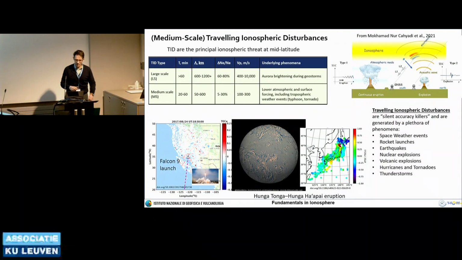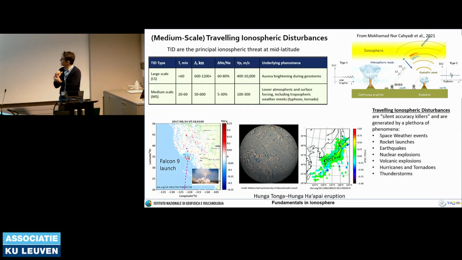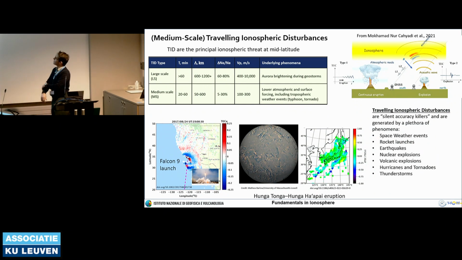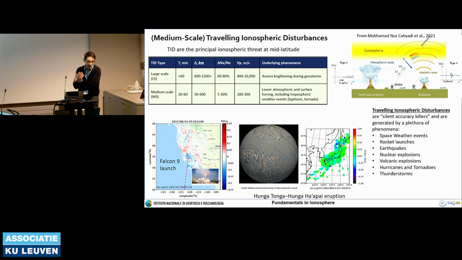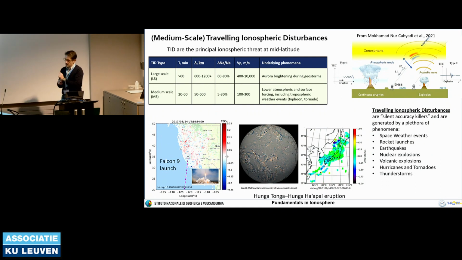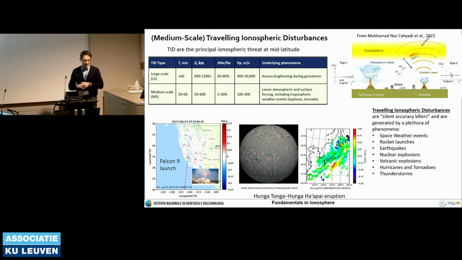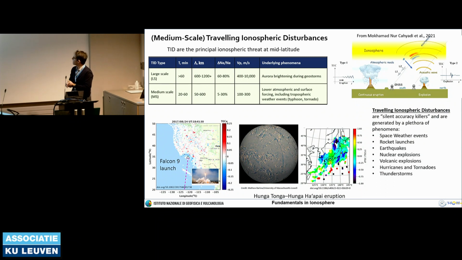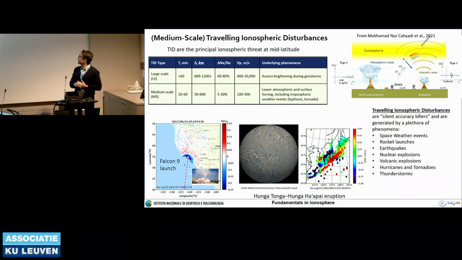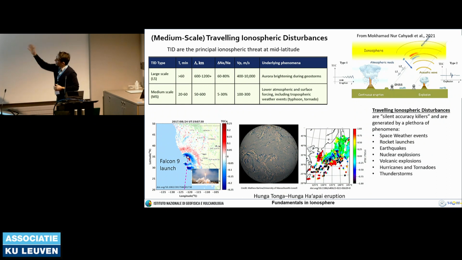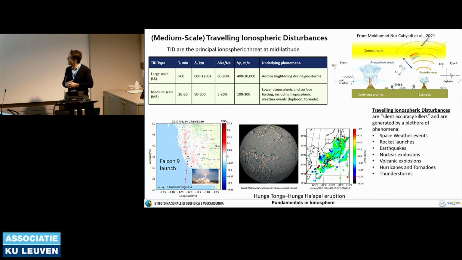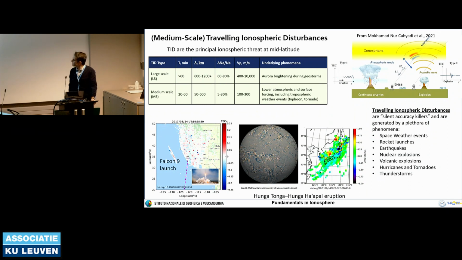Besides large-scale traveling ionospheric disturbances, there are also medium-scale traveling ionospheric disturbances, and TIDs in general are the most important ionospheric effect at mid-latitude, threatening applications like positioning and HF communication. They are characterized by different periods, wavelengths, and also typical variation with respect to the background ionosphere.